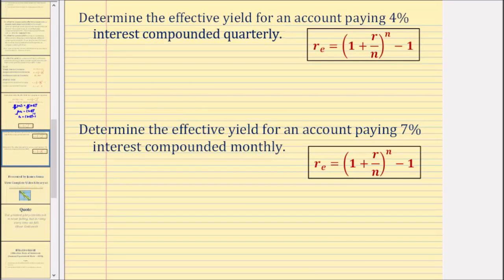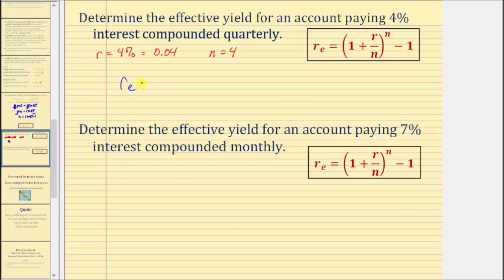We want to determine the effective yield for an account paying 4% interest compounded quarterly. So we know R is equal to 4% as a decimal. This would be 0.04. Interest is compounded quarterly. There's 4 quarters in a year, so n equals 4. This is all we need in order to determine the effective yield.